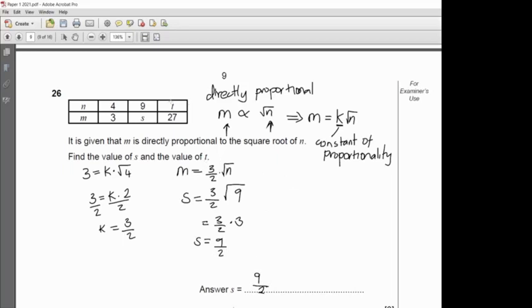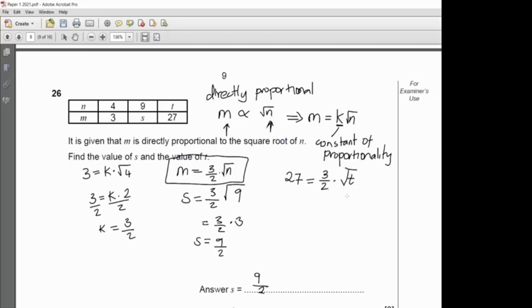And then we do the same thing to work out t. We are going to replace n in this equation. So this is the equation that we are using. So we have n is t and m is 27. So where we have m, we put 27. This is equal to 3 over 2, our constant of proportionality. It is constant, that means it doesn't change. And then we multiply by the square root of n. What is our n? N is t.